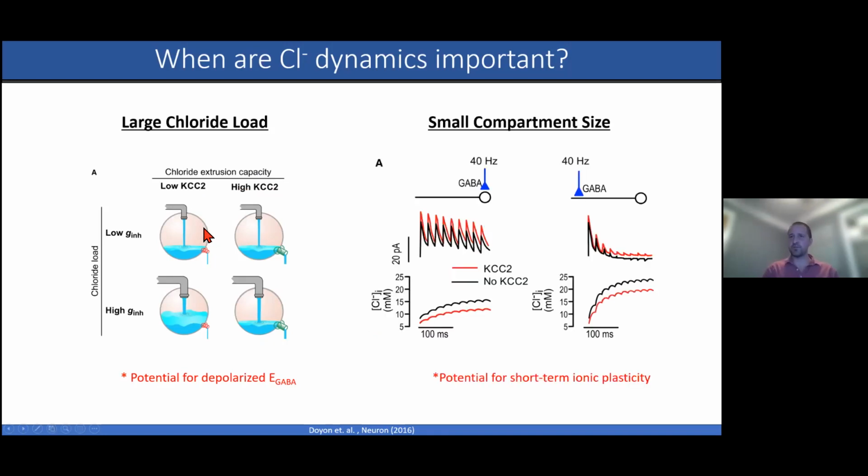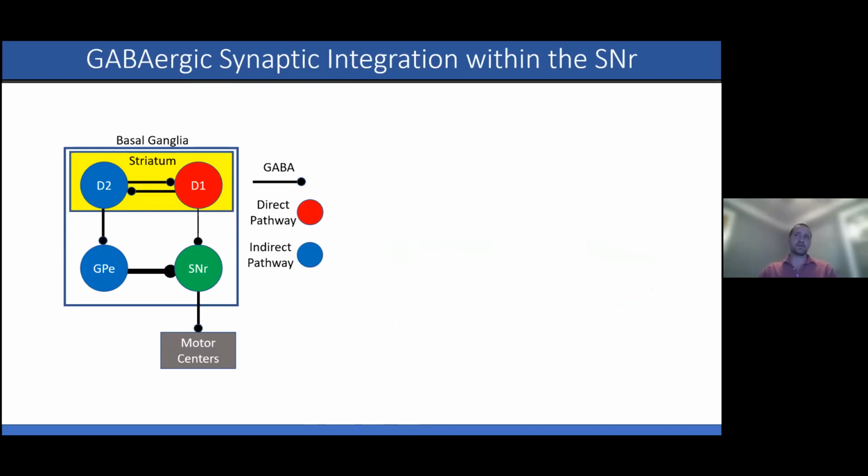And also a small compartment size. So you have a very small compartment size and you get a transiently high chloride input. On relatively short timescales, you can get short-term ionic plasticity, where you get this large chloride influx and then a fairly fast increase in the intracellular chloride load, which can give the biphasic responses that we saw on the last slide.